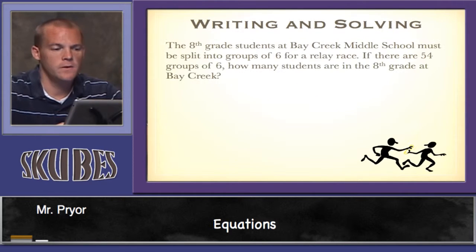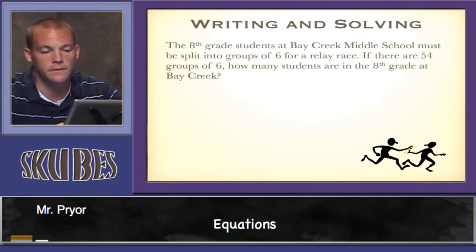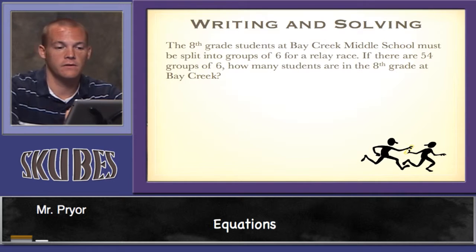All right, the next example. The 8th grade students at Bay Creek Middle School must be split into groups of 6 for a relay race. If there are 54 groups of 6, how many students are in the 8th grade at Bay Creek?